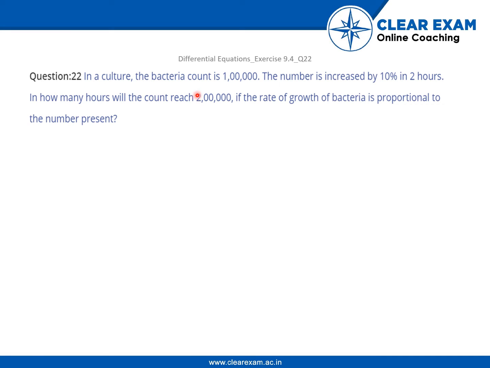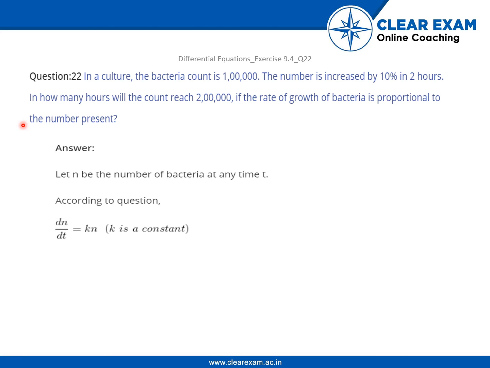In a culture, the bacteria count is 1 lakh. The number is increased by 10% in 2 hours. In how many hours will the count reach 2 lakh? That is a double. If the rate of growth of the bacteria is proportional to the number present.